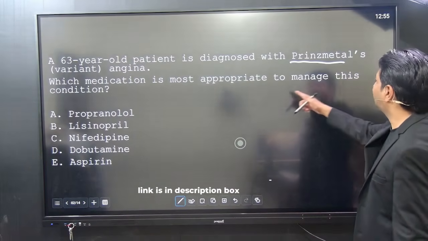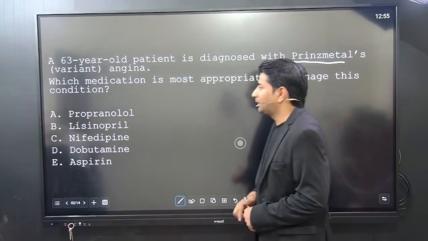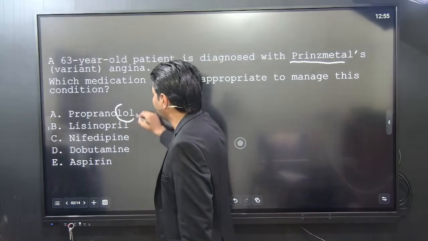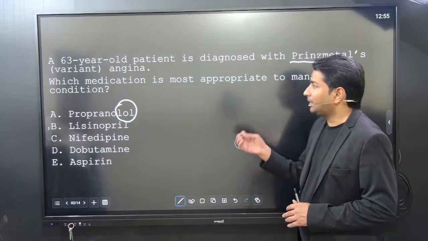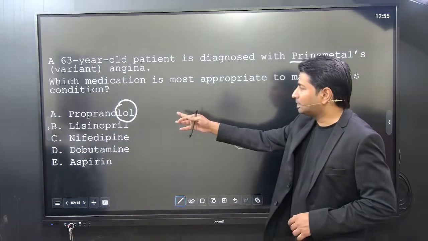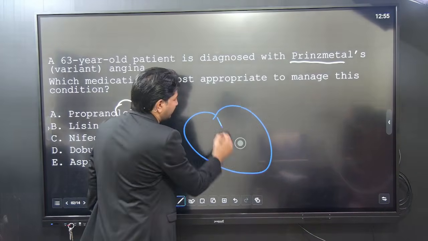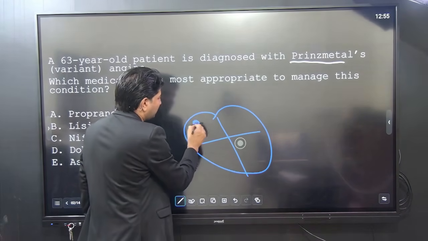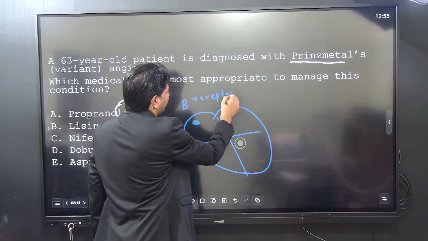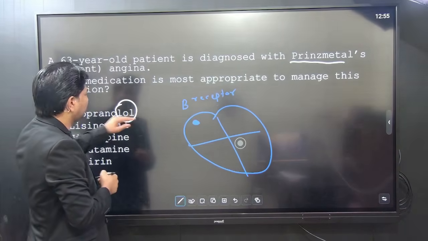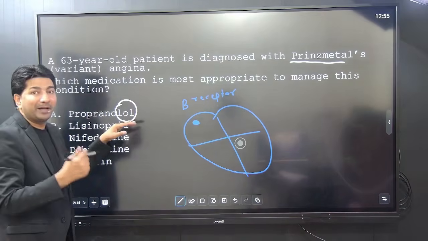Which medication is most appropriate to manage this condition? Which medication will we give? Propranolol, which ends in lol. That means it's a beta blocker. Now in this case, we need to give a medication that dilates the coronary artery. Propranolol is mostly a beta blocker, and where do beta blockers work? Inside our heart, within these SA nodes, there are beta receptors. And this propranolol, we know it's a beta blocker. This means it will block them.